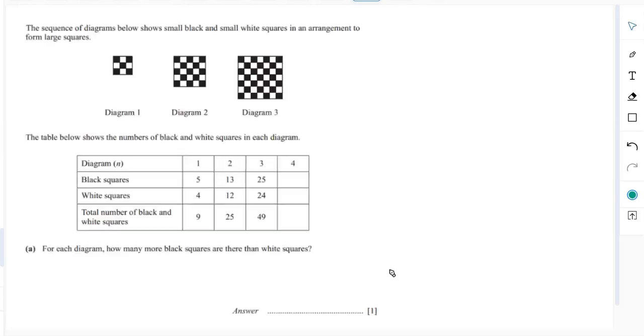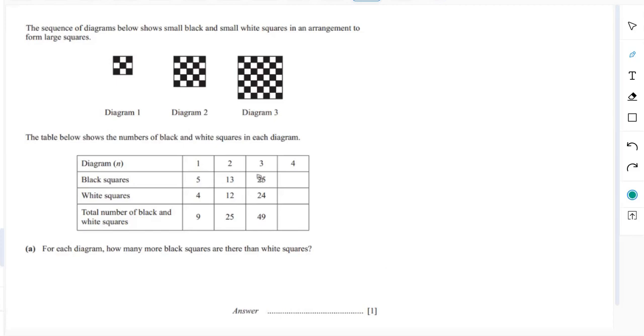देखिए कुछ boxes नजर आ रहे हैं ऊपर, black boxes. Okay, yeah. Let's look at this now. We have the sequence of diagrams below that shows small black and small white squares in an arrangement to form large squares. अच्छा, तो देखिए small black and white squares हैं जो आपको इन figures के अंदर नजर आ रहे हैं, right? So you've got one black box here, you've got another white box here, you've got another black box here, and so on. White squares, right? Squares नजर आ रहे हैं आपको.